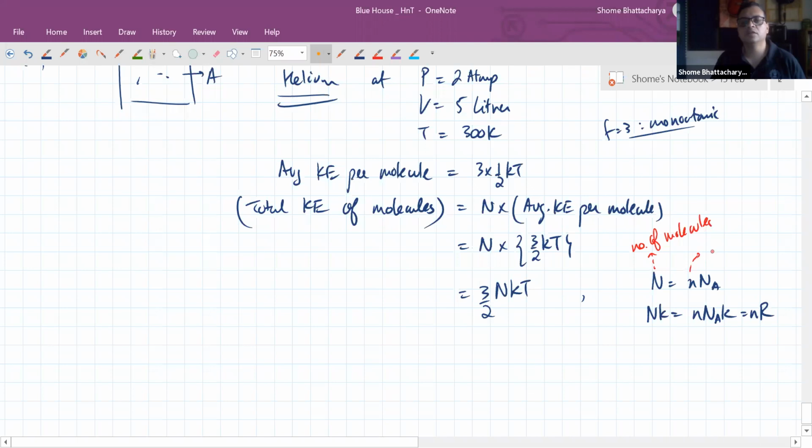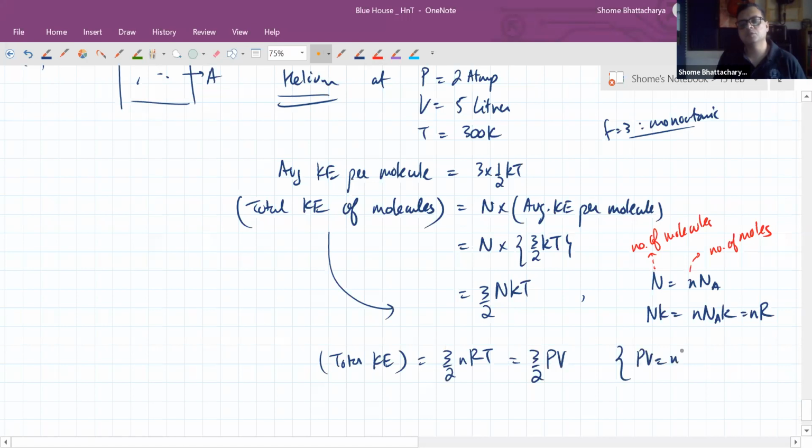Whereas small n is number of moles. So there's that relation between them. So therefore, the total kinetic energy is nothing but 3 by 2 nRT, which we can also write as 3 by 2 PV, because PV is equal to nRT. So you can see it is 3 by 2 times the pressure, which was 2 atmospheres, so 2 into 10 raised power 5 pascals, into volume, which was 5 liters.